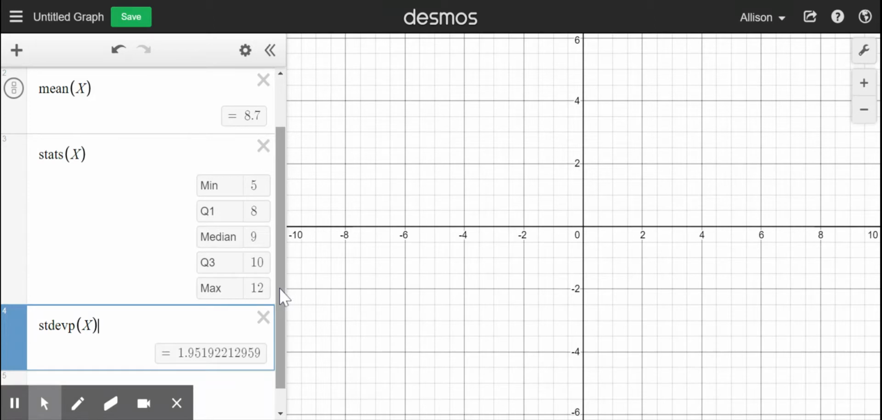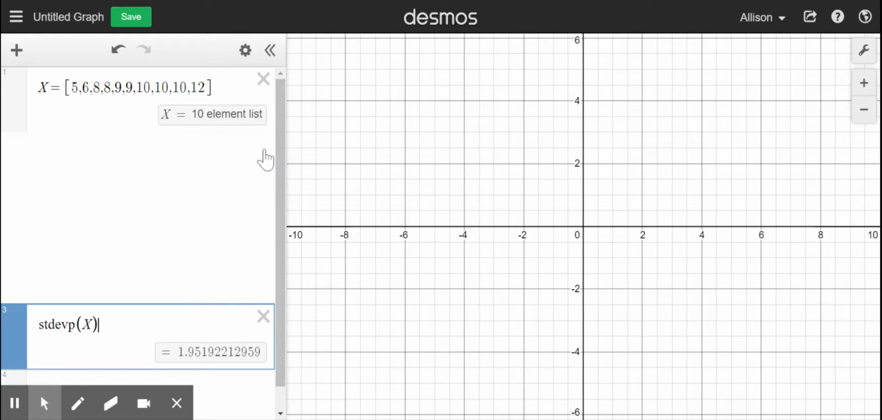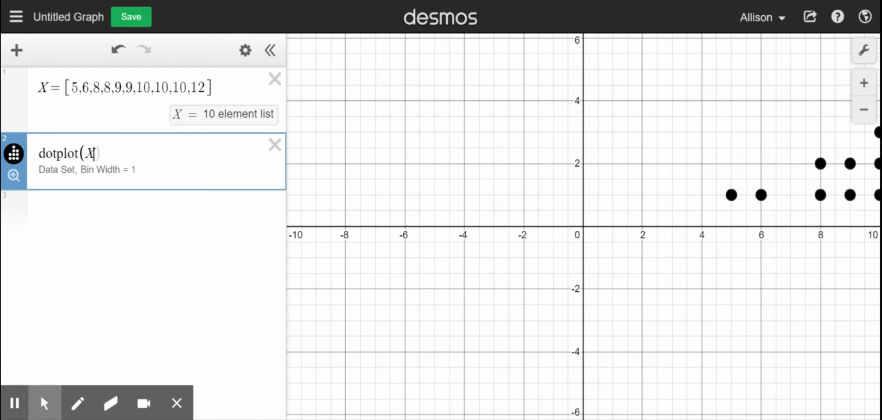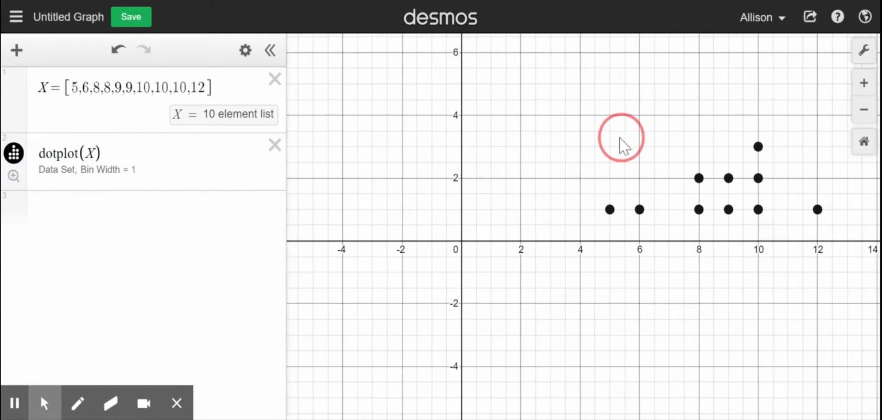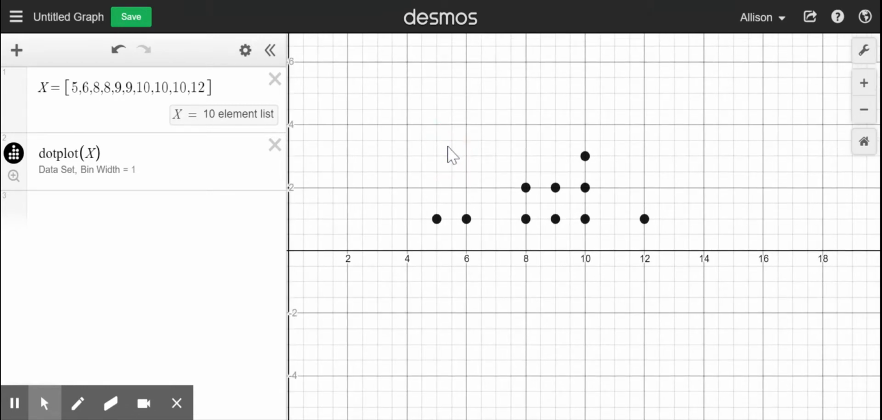So those are the 3 ways that you can get statistical measures by using the graphing calculator. Let's go ahead and look to see how we can make a graph right now. So I'm going to go ahead and clear these out. Let's first look at a dot plot. You're going to write the word dotplot, parentheses, capital X.